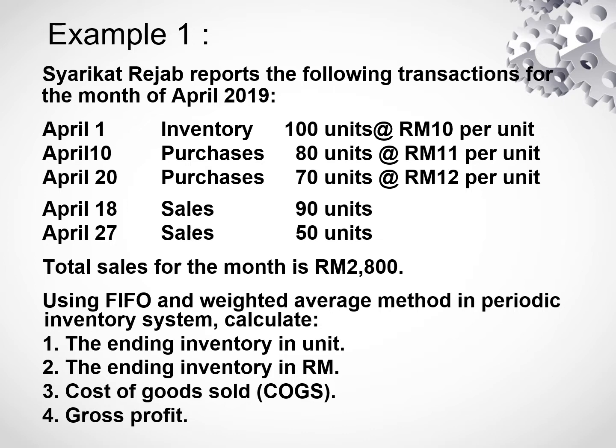Number 1, the ending inventory in units. Number 2, the ending inventory in RM, that is the cost of ending inventory. Number 3, cost of goods sold, and number 4, gross profit.